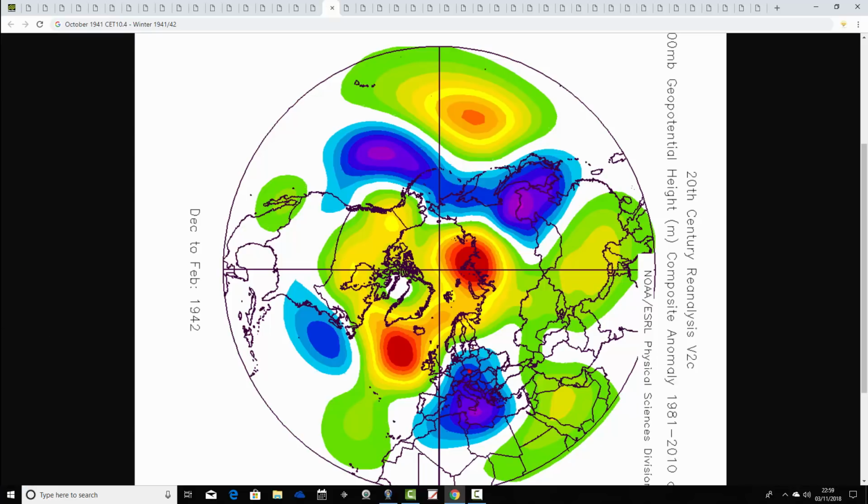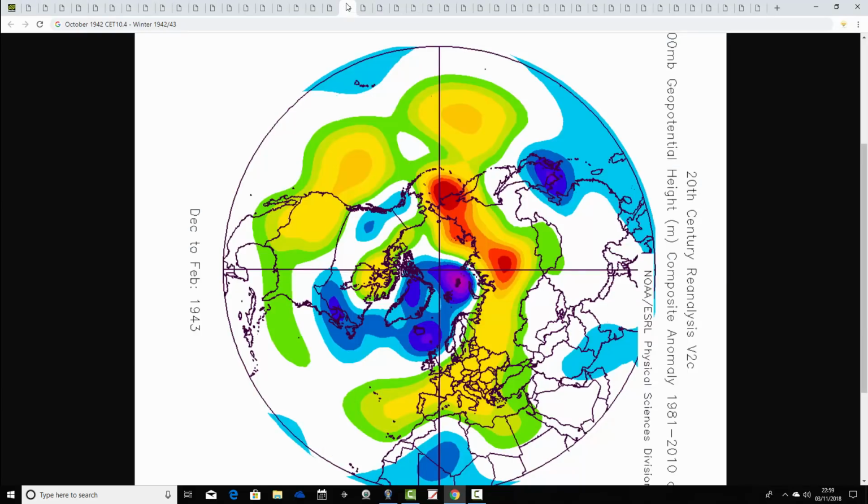The winter of 41-42 is the last of the three severely cold winters of the early 1940s. There's a trilogy of 39-40, 40-41, and the final one is 41-42, with the blocking to the north, the below average heights to the southeast, and we bring those bitterly cold winds in from the east and from the northeast with that winter. October 1942 has a CET of 10.4, and the winter of 42-43 ends that run of cold winters in the early 1940s.